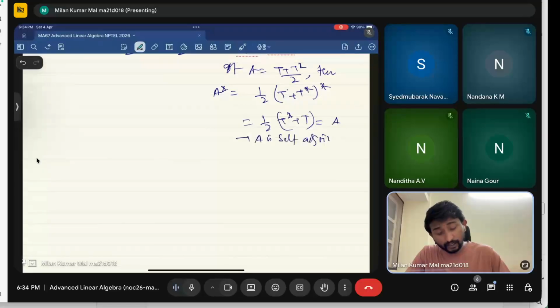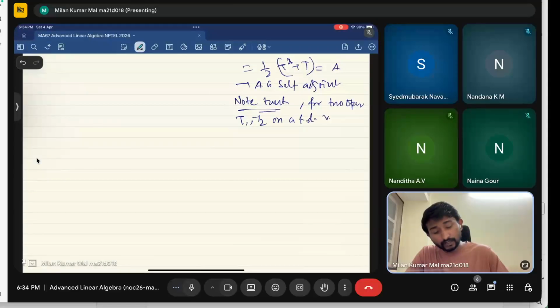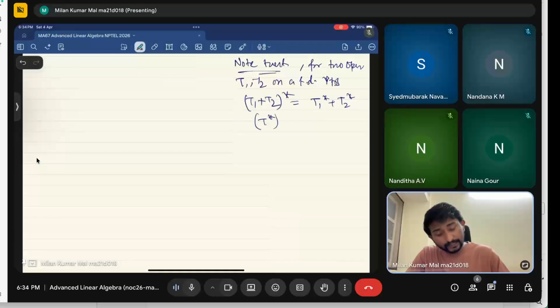Here I must note that, for two operators T1, T2 on a finite dimensional inner product space, there is some property which I have not said that time. I forgot to say that (T1 + T2)* = T1* + T2*. You can check, and the adjoint of T* is again the linear operator T. I mean, if you do the adjoint two times, you'll get T.